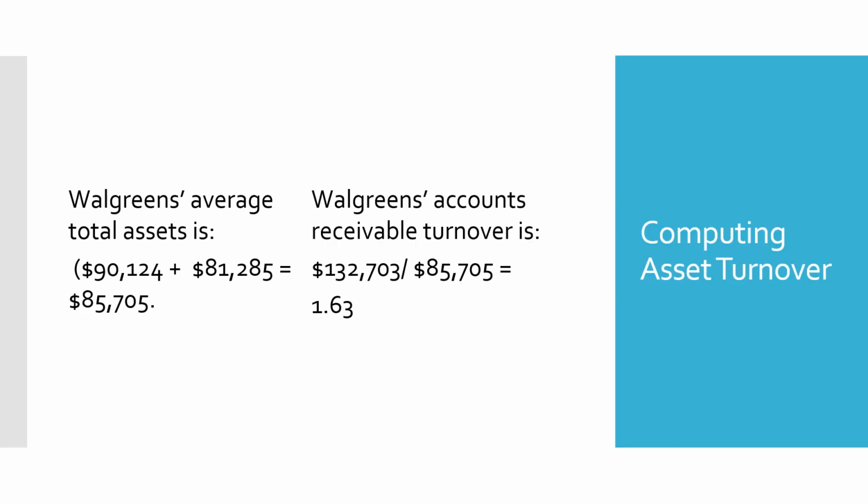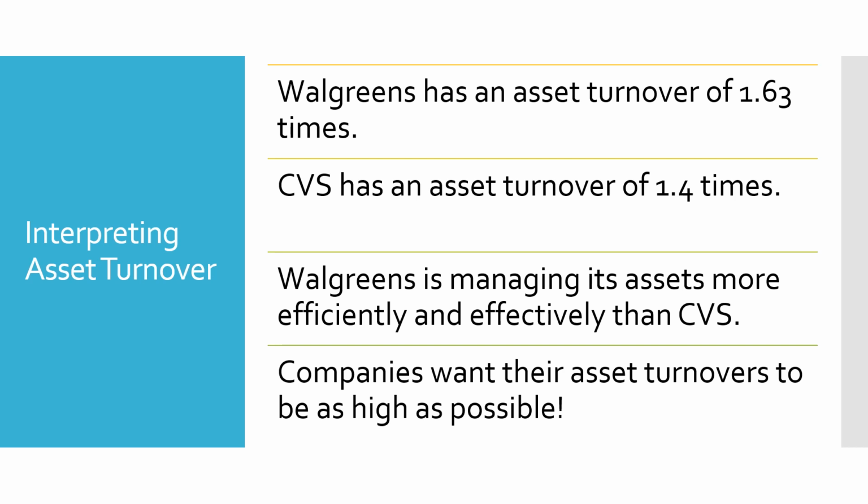When we do that calculation, 90,124 plus 81,285, we're going to get average total assets of 85,705. And then when we take the sales number, 132,703, and divide it by that average, we are going to get 1.63. So Walgreens has an asset turnover of 1.63. CVS has an asset turnover of 1.4 times. That tells us that Walgreens is managing its assets more efficiently and effectively than CVS. In interpreting an asset turnover, you want to see that number as high as possible.